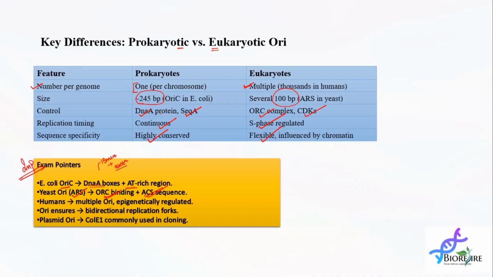In case of human, multiple ORI regions, epigenetic regulation. ORI ensures the bi-directional replication fork. In plasmid, ORI, like ColE1, is commonly used for cloning purposes. And these are the most important pointers from an exam point of view. Okay.